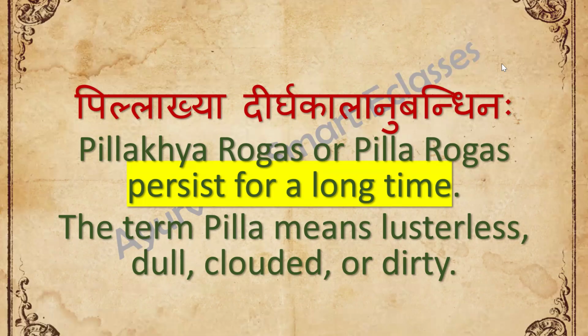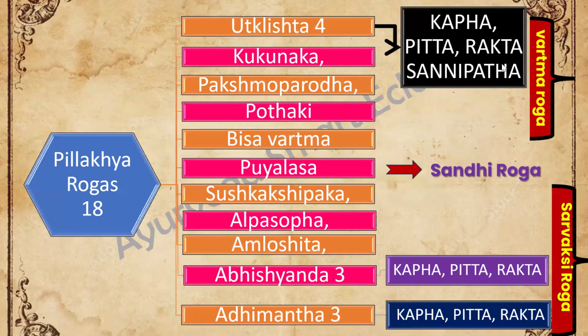So, why the name Pilla? Dirgha Kalanu Bandhinaha means this persists for a long time. The term Pilla means lusterless, dull, clouded, or dirty. So these are the 18 Pillakya or Pilla Roga. So 4 Utklishta except Vada.